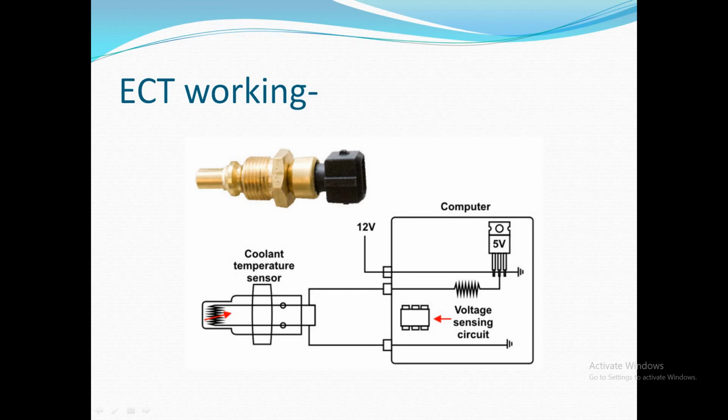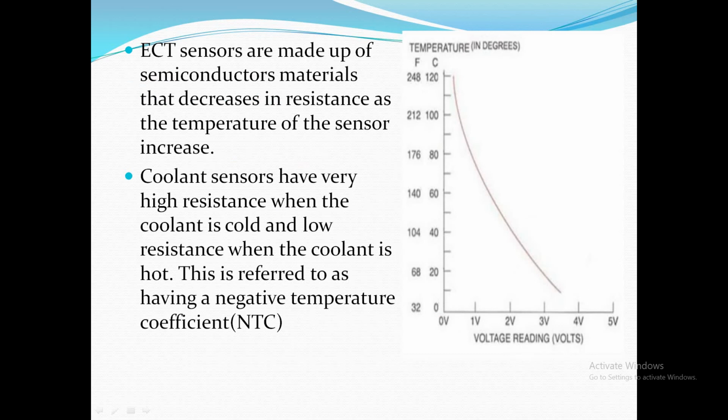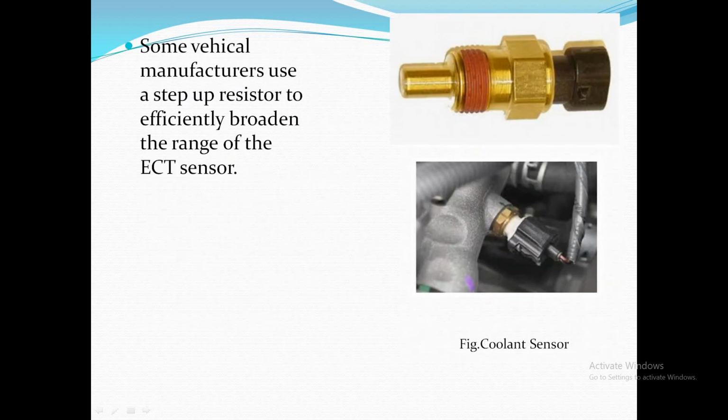connected to the coolant temperature sensor, which allows for a measurement of change in the voltage drop between the resistor and the coolant temperature sensor. In a car with an internal combustion engine, the cooling system maintains the optimal temperature of the engine and prevents it from overheating, as it has a negative temperature coefficient. In the picture you can see the coolant sensor.